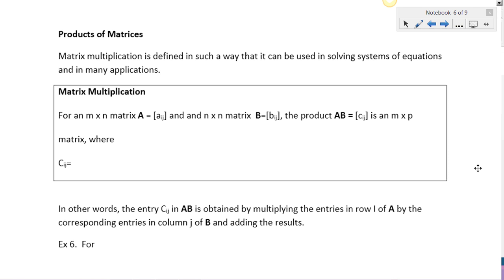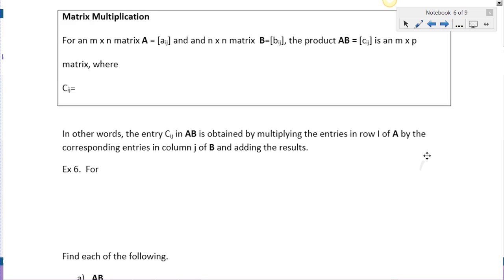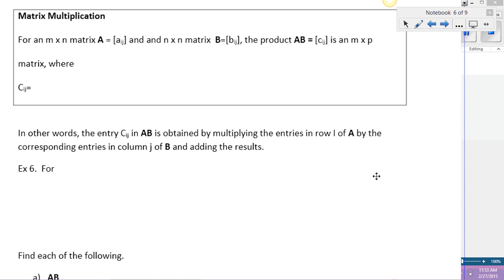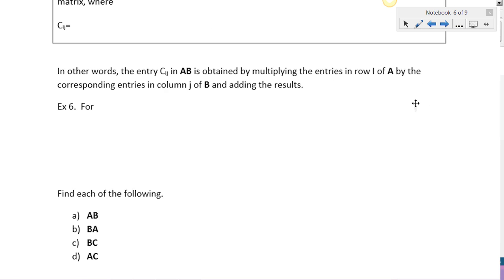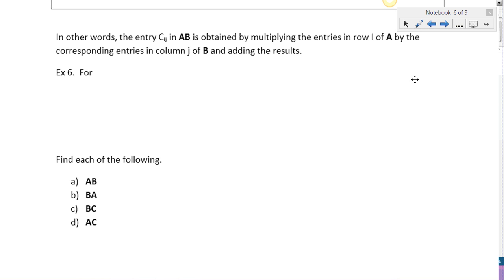I could give you this big, long, ugly thing. I'm not going to do that. What I'm going to do is actually show you the example. I think you'll gain a lot more from that than going through that definition. In other words, the entry c sub ij in the matrix AB is attained by multiplying the entries in row i of A by the corresponding entries in column j of B, and then adding the results together. You're going to see what this looks like. It will be much easier once you see it actually happening.